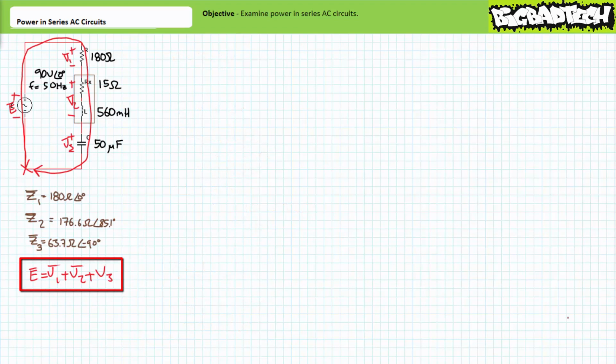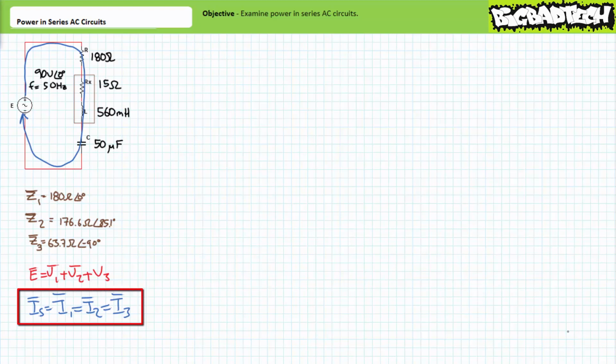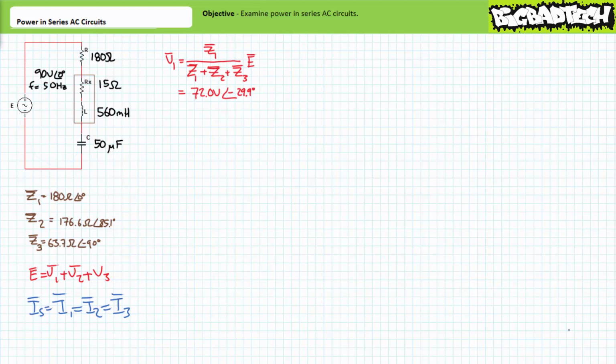A Kirchhoff's voltage law analysis of this series circuit suggests that the rise E equals the summation of the voltage drops V1 plus V2 plus V3. Additionally, given there is but a single path for current in this series relationship, the source current equals the current through element 1, which equals the current through element 2, which equals the current through element 3. If we solve for current through any element, we by extension also solve for current through all other elements.